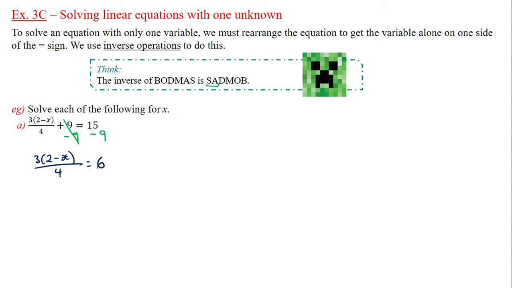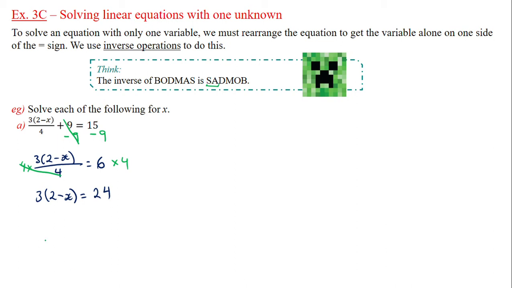So we're actually going to reverse the division. To do that, we're going to go 4 times. They're now gone, and 6 times 4. We get 3 bracket 2 minus x equals, and as we go through, you'll notice that the left-hand side gets more and more reduced until we have only x left. 6 times 4 is, of course, 24.